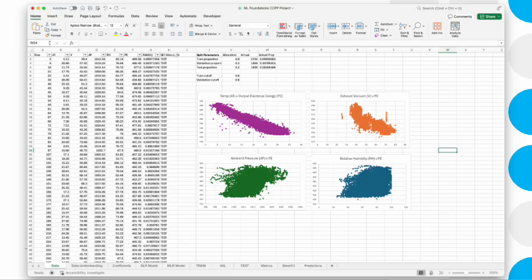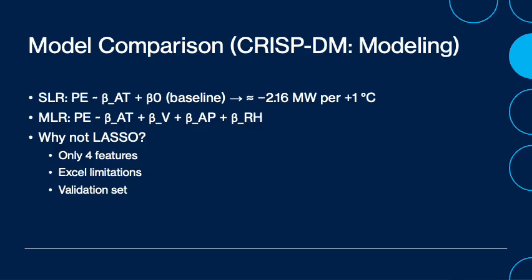Here's a view of the data set and some of the scatter plots. I compared two models again. First, a simple linear regression using only temperature, where power was equal to the intercept plus the slope times temperature. Second, a multivariable model with all four features included. I didn't use lasso regression here because we only have four features. Excel doesn't include penalized regression in its analysis, and the validation set should already guard against overfitting.